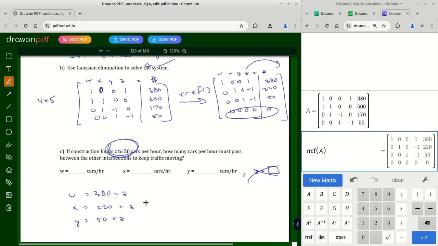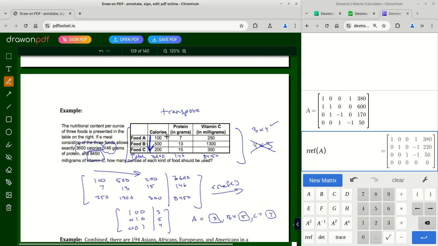So with these equations, I now plug in the 50 to get my real answers. So 380 minus 50 is 330. Awesome. I got 220 plus 50 is 270. And then here we got 50 plus another 50 is 100. And there you go. That was it. And we're done with chapter 9. That was it. Because again, we did this problem already.